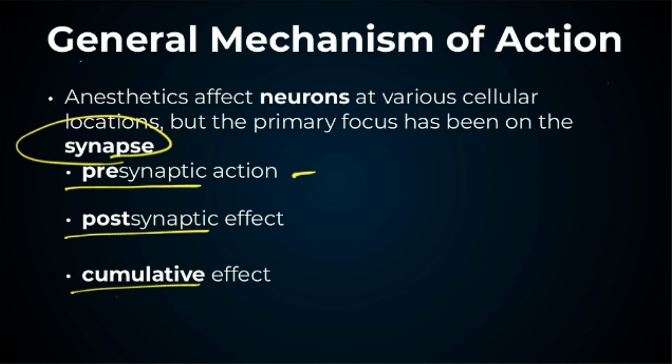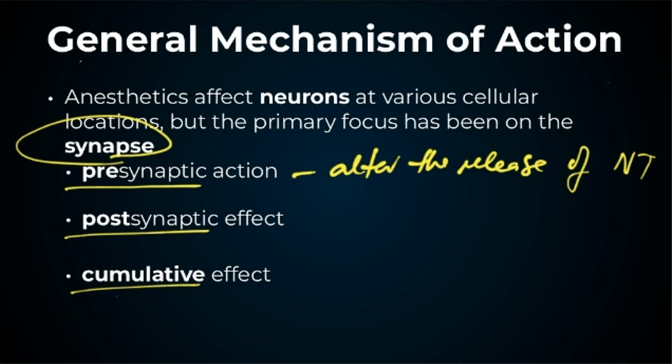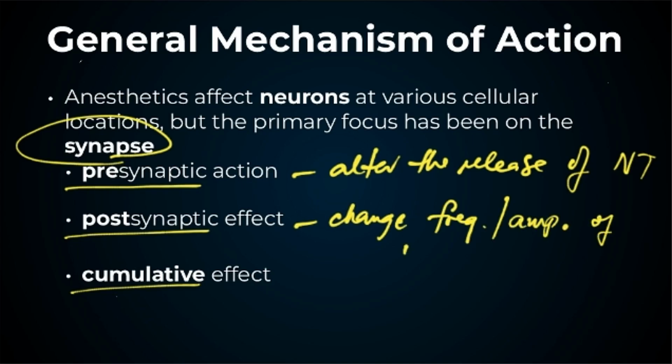For presynaptic action, anesthetics may alter the release of neurotransmitters. Anesthetics can also have a postsynaptic effect by changing the frequency or amplitude of impulses exiting the synapse. And also, anesthetics can affect neurons by a cumulative effect. The inhibition of neurotransmission can be strengthened, or the excitation is diminished. But most anesthetics affect the synapse by strengthening the inhibition of neurotransmission.